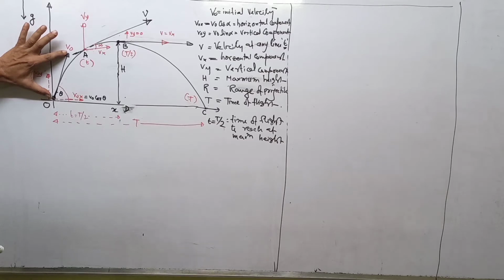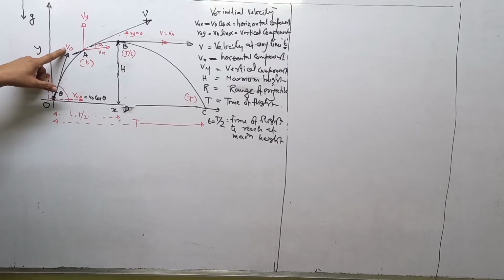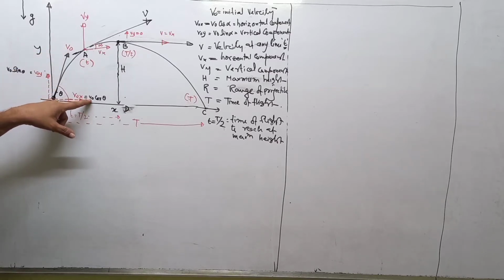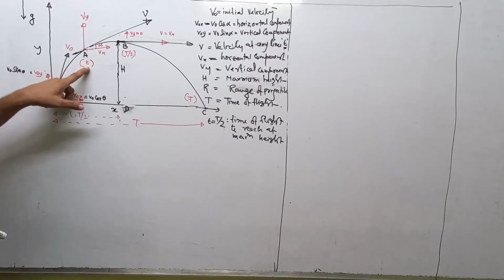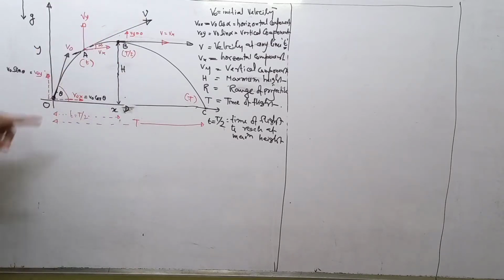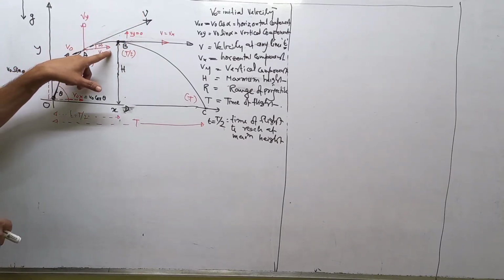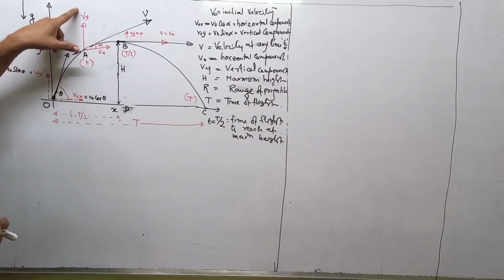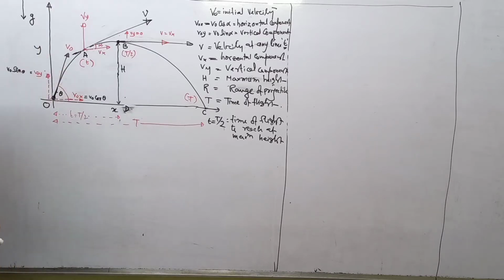Now again I am talking from here. Initial velocity is v0 making angle theta. Then the component of the velocity along the horizontal direction is v0 cos theta, and along the vertical direction v0y equals v0 sin theta. After time t, the particle reaches A with velocity v. Due to this instantaneous velocity after time t, Vx is the component of velocity along the x direction and Vy is the vertical velocity along the y direction after time t.